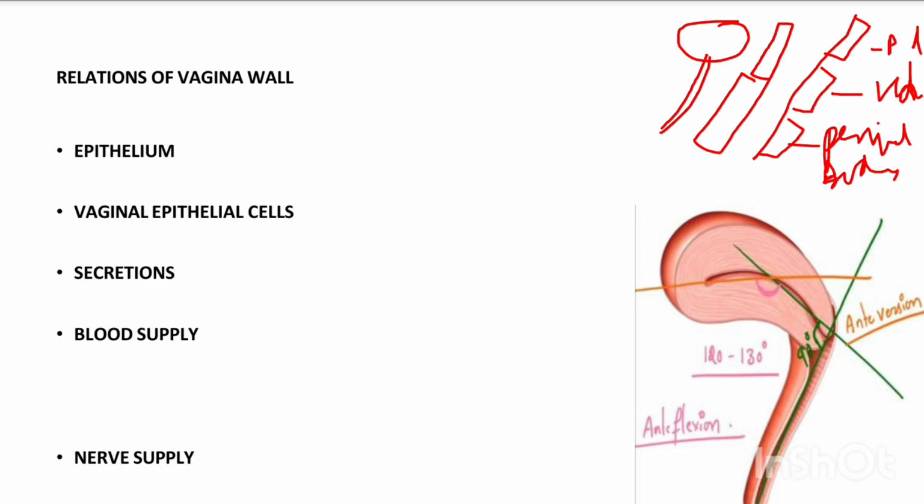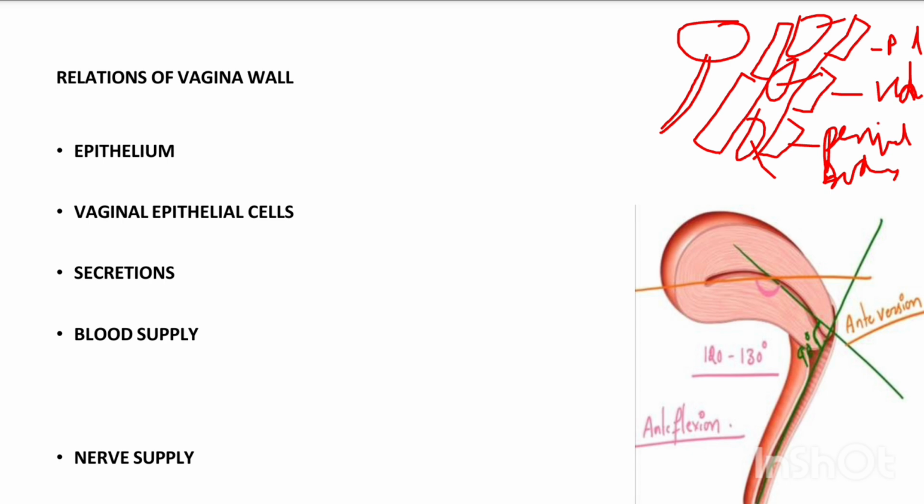And laterally, upper one third, middle one third, and lower one third. You should learn: in the upper one third, ureter and uterine artery are present. In the middle one third, levator ani is present. In the lower one third, bulbocavernosus muscles, vestibular bulb, and Bartholin glands are present. Now what epithelium is present in the vagina? In a newborn baby, the epithelium is transitional epithelium.